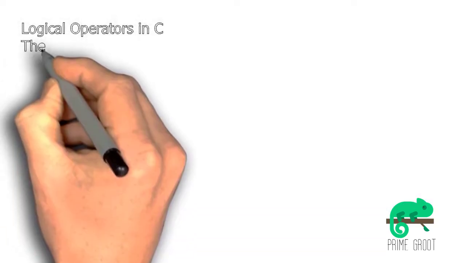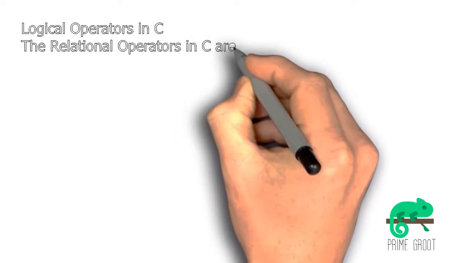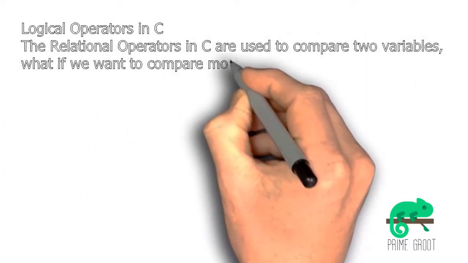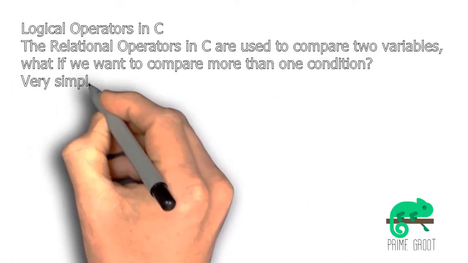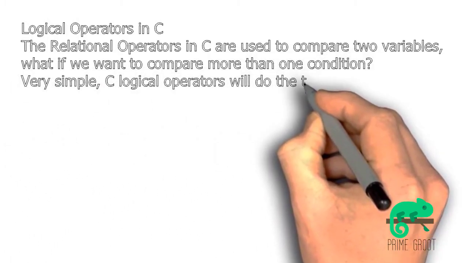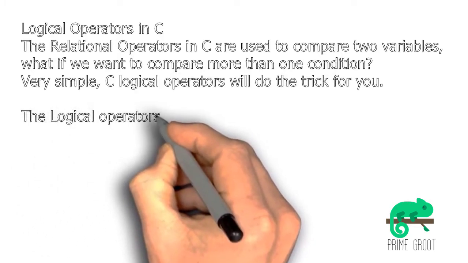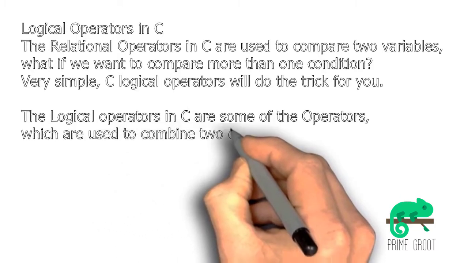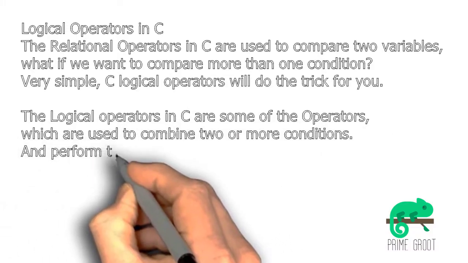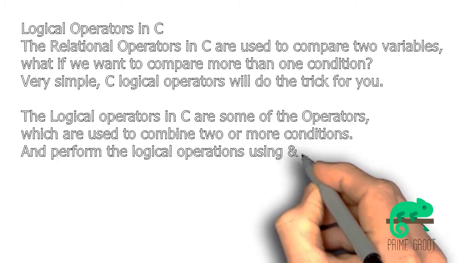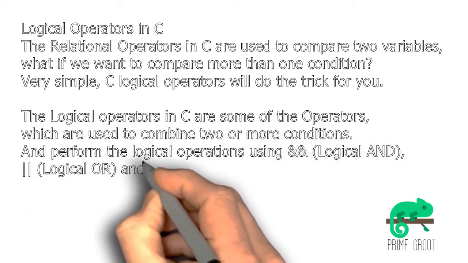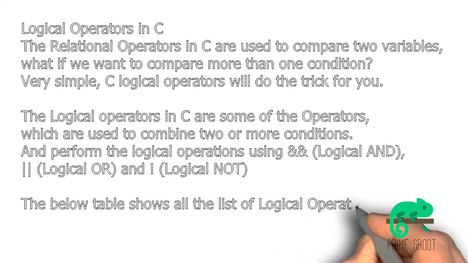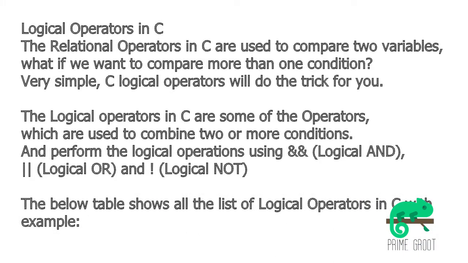Logical operators in C. The relational operators in C are used to compare two variables. What if we want to compare more than one condition? Very simple, C logical operators will do the trick for you. The logical operators in C are used to combine two or more conditions and perform the logical operations using logical AND, logical OR, and logical NOT. The below table shows all the list of logical operators in C with example.